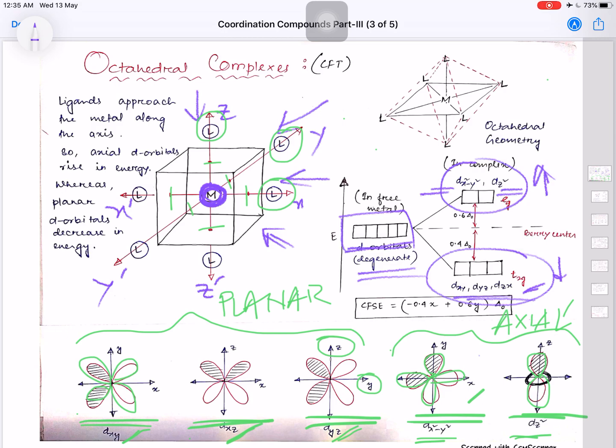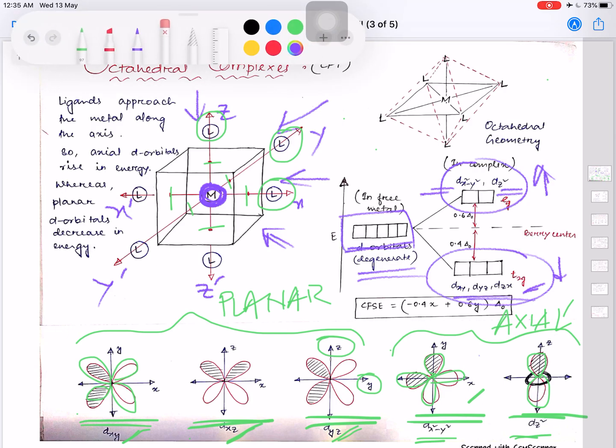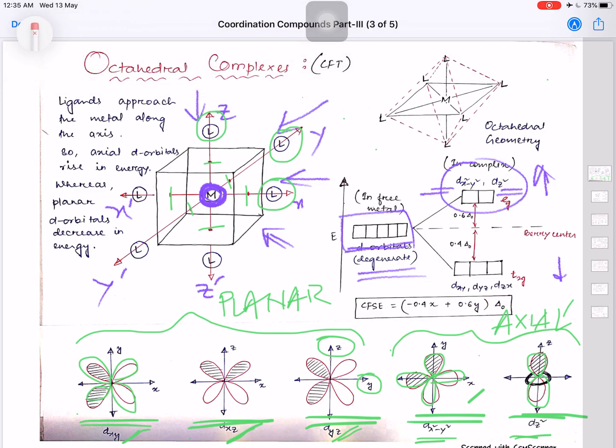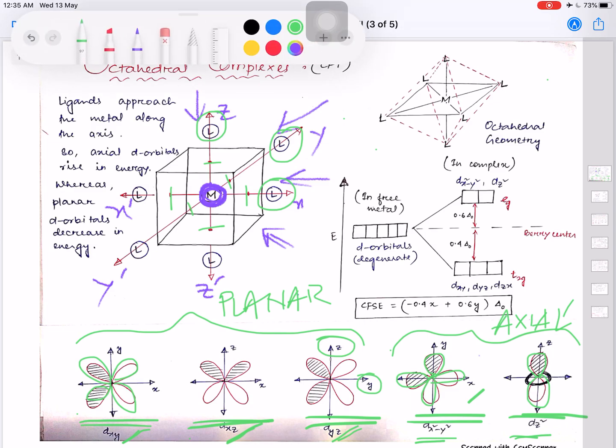So this is the reason why this splitting of d orbitals takes place, and it can be explained on the basis of crystal field theory. You can take the example of a cubic crystal and explain this splitting of d orbitals like this. Whatever we are discussing now, we are discussing for octahedral complexes.